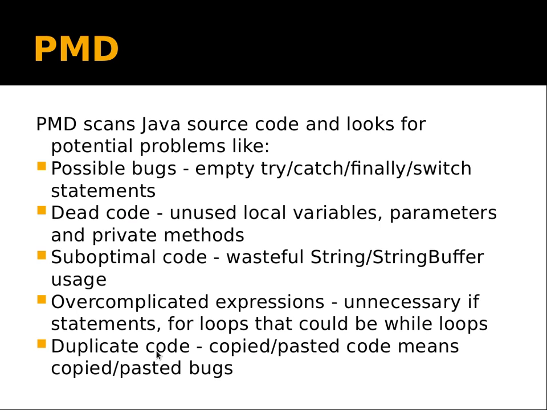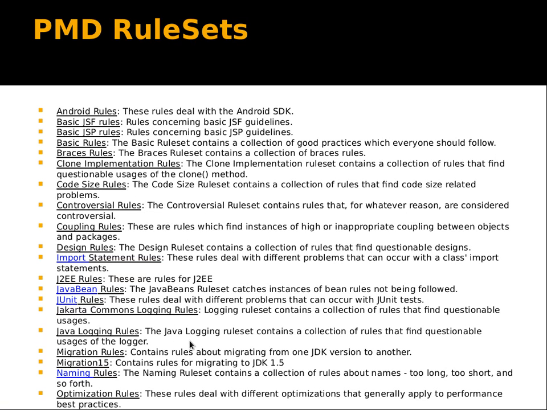PMD, I think I'm going to look at this one and then stop this presentation. I've used this one before. It scans Java code and looks for potential bugs like empty try catches, dead code, suboptimal code, wasteful String or StringBuffer usage, very complicated expressions, or duplicate code. So a lot of this is pretty low-hanging fruit, things that should be easy to see, but you might as well automate it so you don't have to sit there and read it every time.